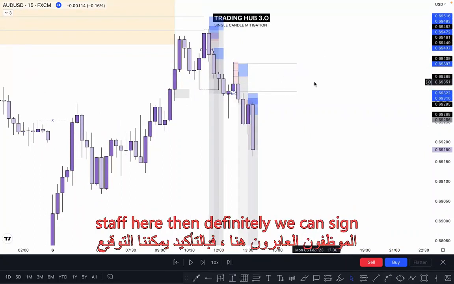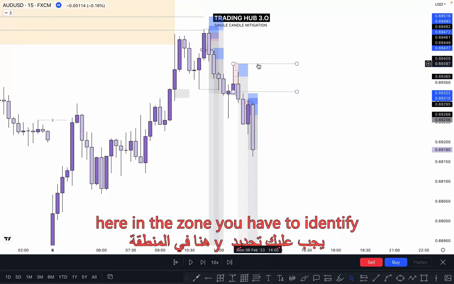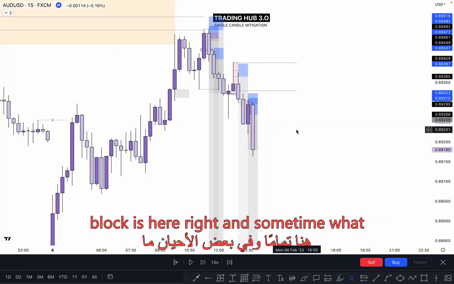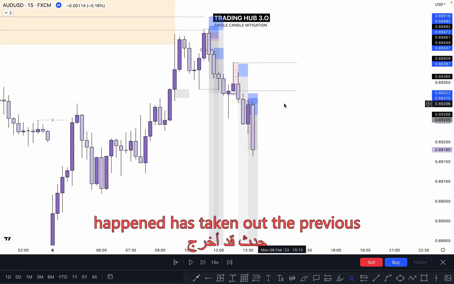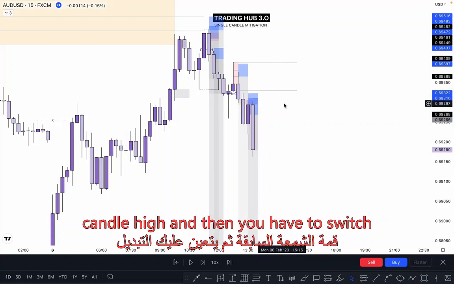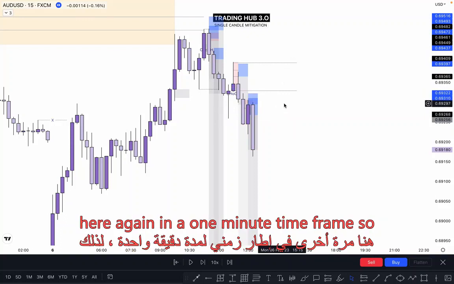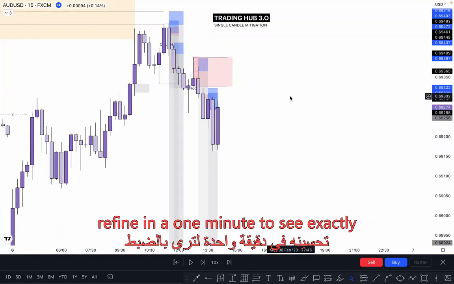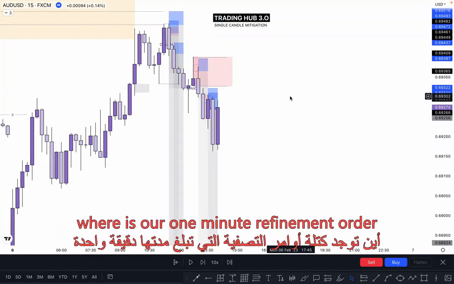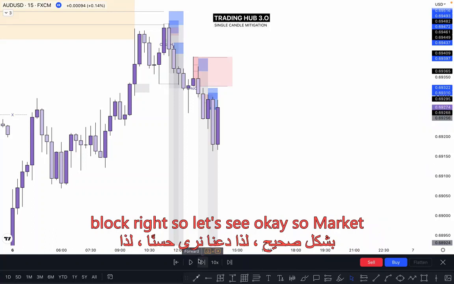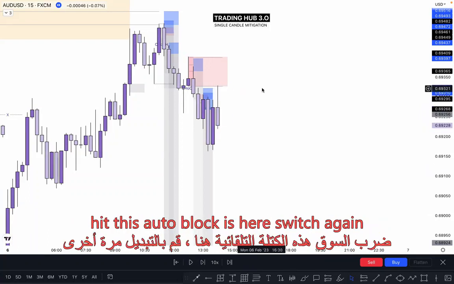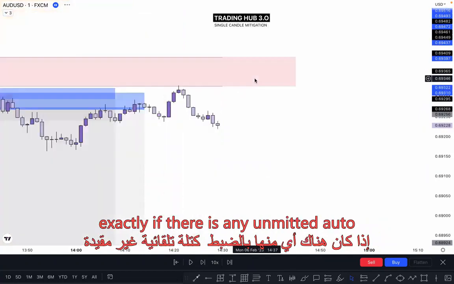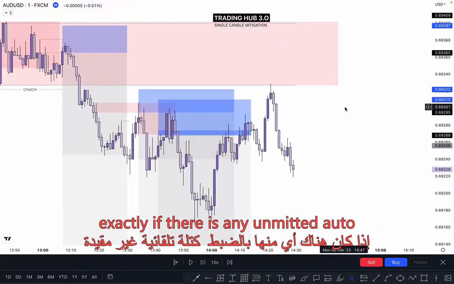If price taps here, then definitely we can sell here in this zone. You have to identify where our 1-minute refinement order block is, right? And sometimes what happens, price takes out the previous candle high, and then you have to switch here again to the 1-minute time frame. So let's see what happened next here. So once price hits this one, you have to refine in the 1 minute to see exactly where our 1-minute refinement order block is, right? So let's see. Okay, so the market hit this order block here. Switch again to the 1-minute time frame to see exactly if there is any unmitigated order block or not.